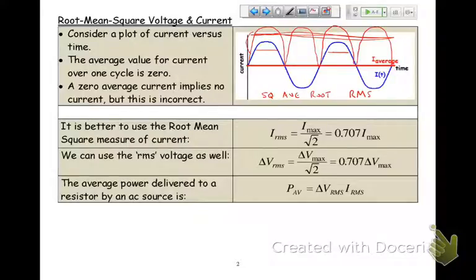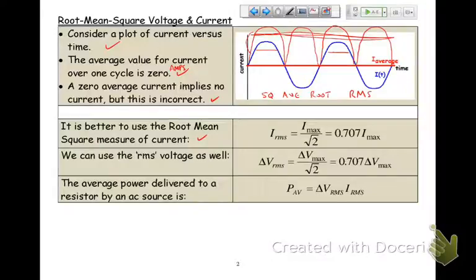Okay, so consider a plot of current or voltage, doesn't matter, versus time. The average value of current over one cycle is 0 amps. Amps, you've got to put units down. The 0 average current implies no current, but this is totally incorrect. There's clearly current flowing through it. It's better to use the root mean square measure of current. We can use RMS voltage as well.